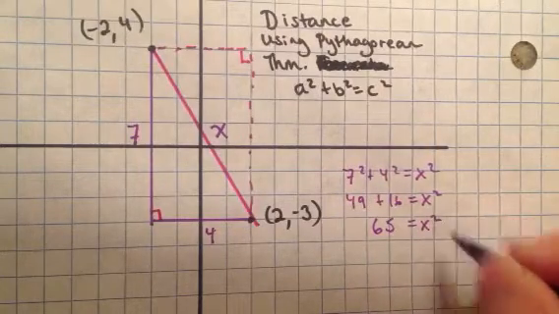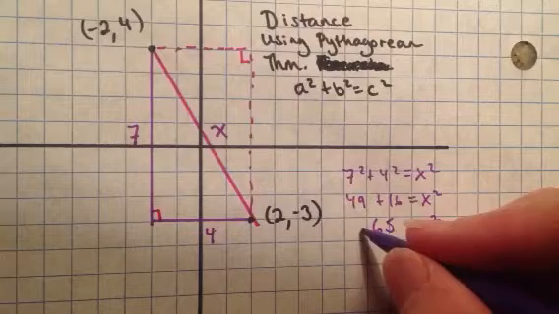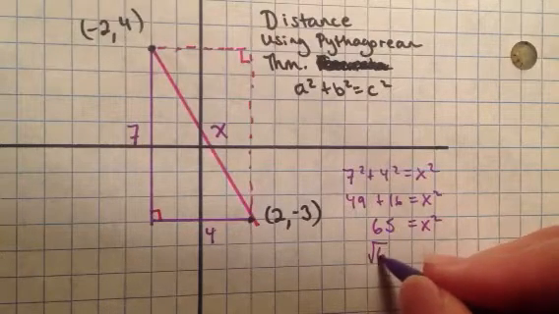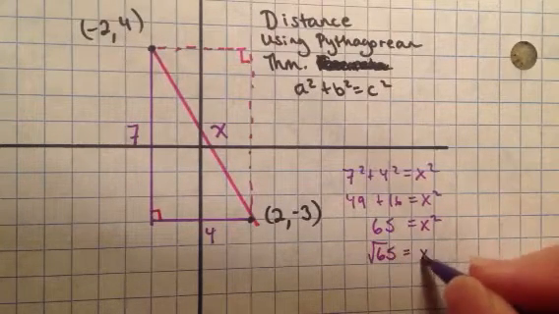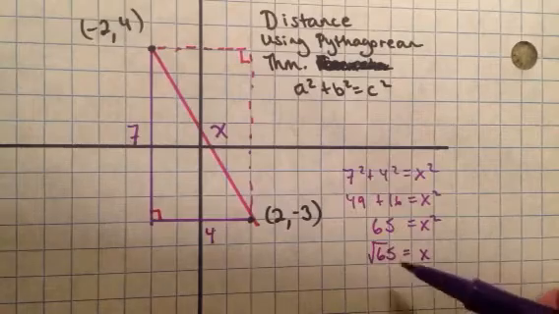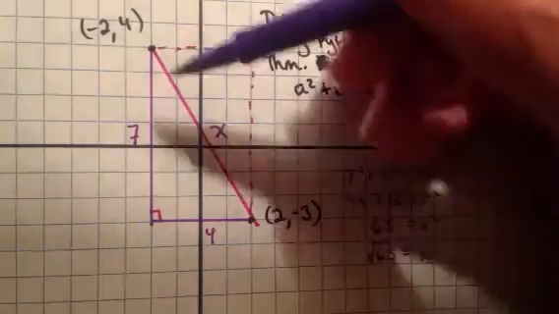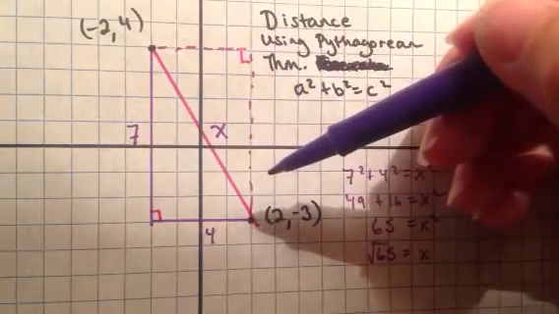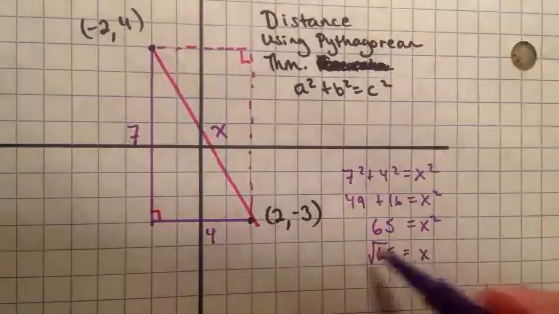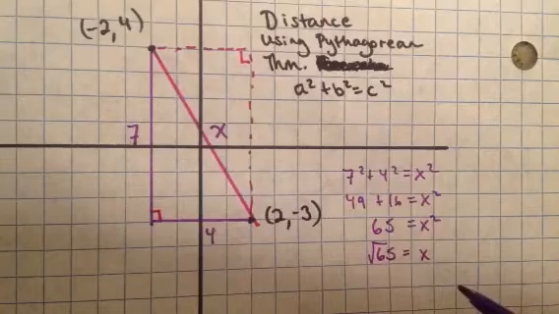65 equals x squared. And then I can take the square root of both sides, so I have the square root of 65 equals x. And I know I've been hounding you about doing positive and negative whenever you're the one doing the square root, but this distance cannot be negative. Distance is never negative, so I really only need the positive of the square root of 65.